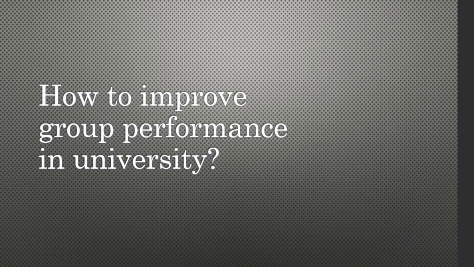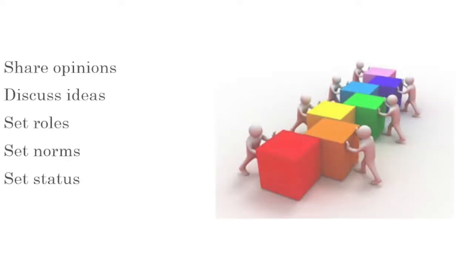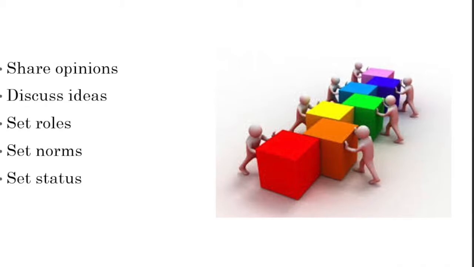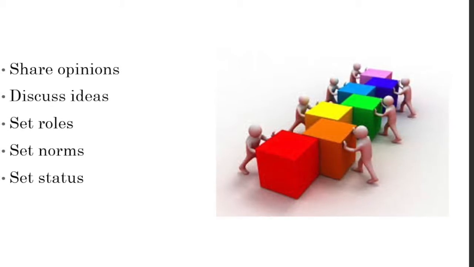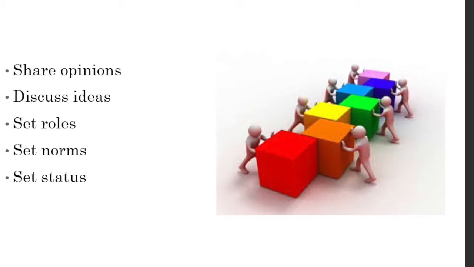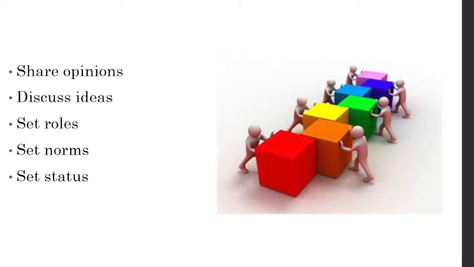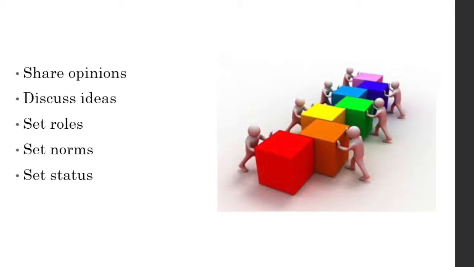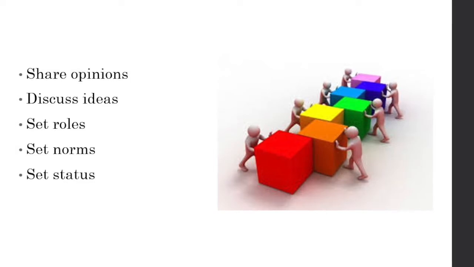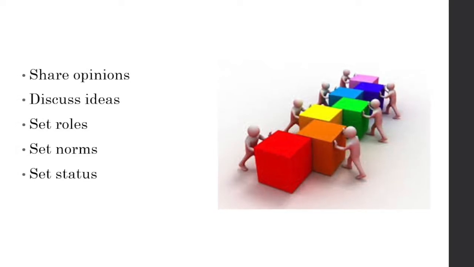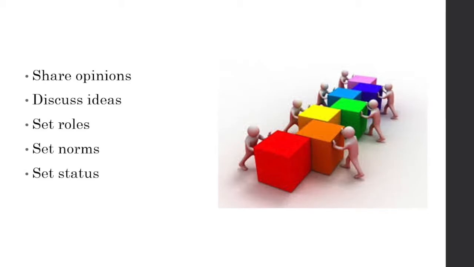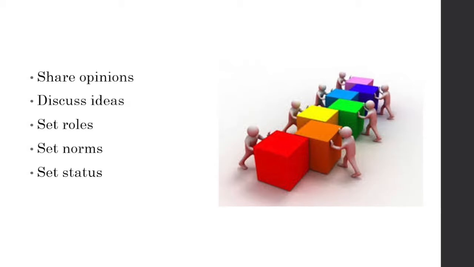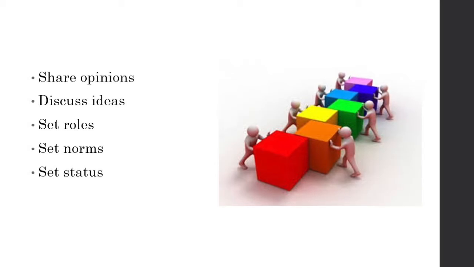Now we're going to discuss how to improve group performance in the university according to the properties set in the beginning of the presentation. So first of all, to improve the group performance in the university, we can share our opinions. If everyone shares their opinions, they're going to have a better point of view. Secondly, to discuss the ideas. If everyone shares the opinions and they discuss those ideas, they're going to get better results. They also can set roles, set norms, and set status for a better organization.